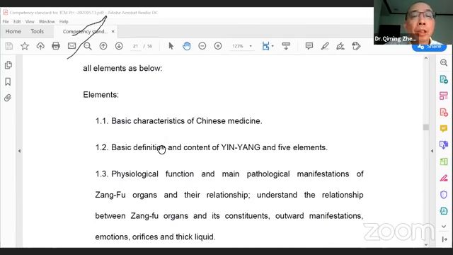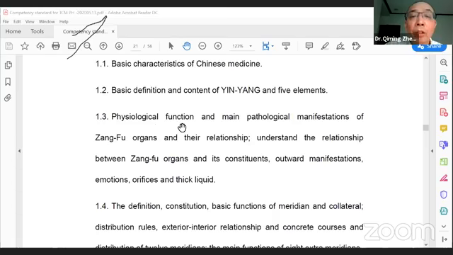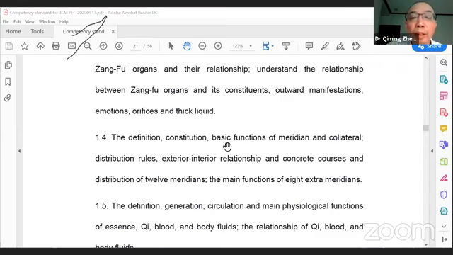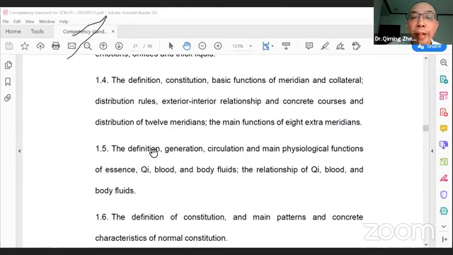So the elements: the first is the basic characteristics of Chinese medicine, definition and contents of yin-yang and 5 elements, physiological function and main pathological manifestation of Zang organs and their relationship. Understand the relationship between Zang organs and their constituent outward manifestation, emotions, orifices, and thick liquid. Definition, constitution, basic function of meridians and collaterals. Distribution rules, exterior-interior relationship, and concrete courses and distribution of the 12 meridians, the main function of the 8 extra meridians.